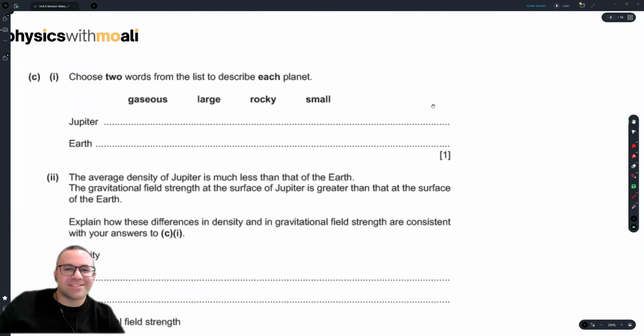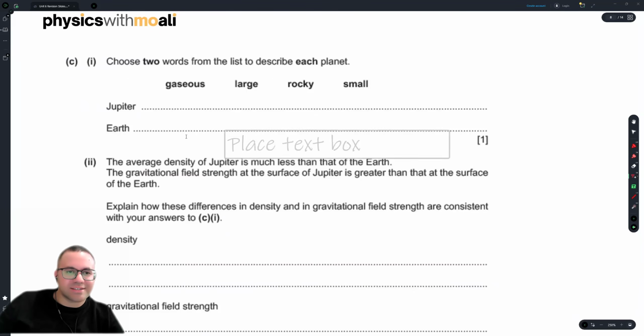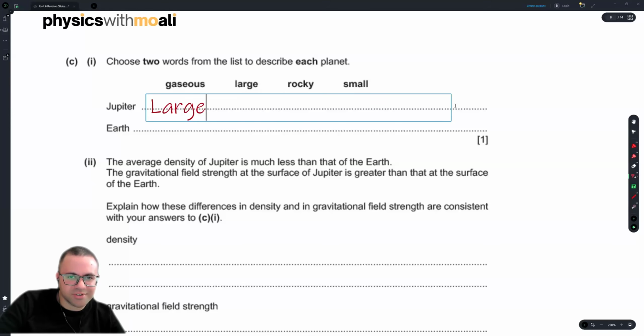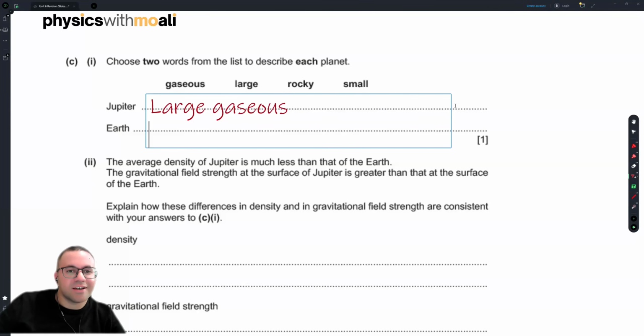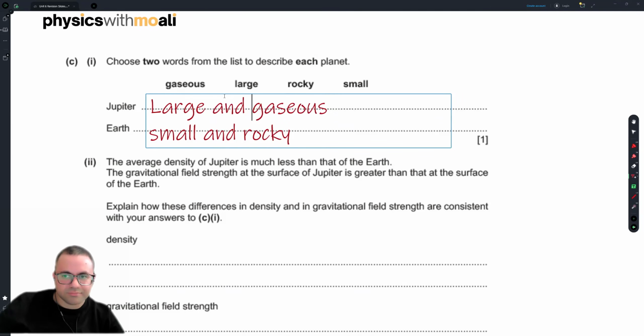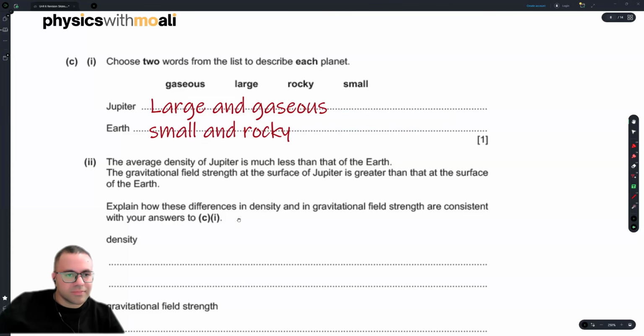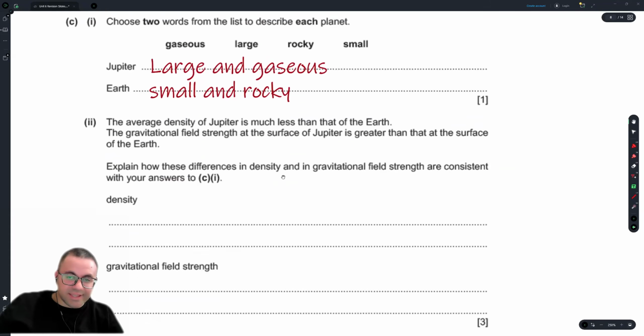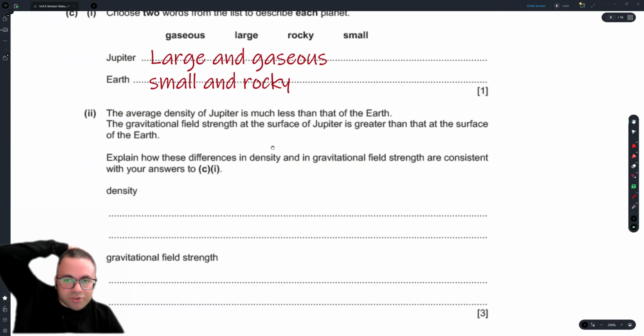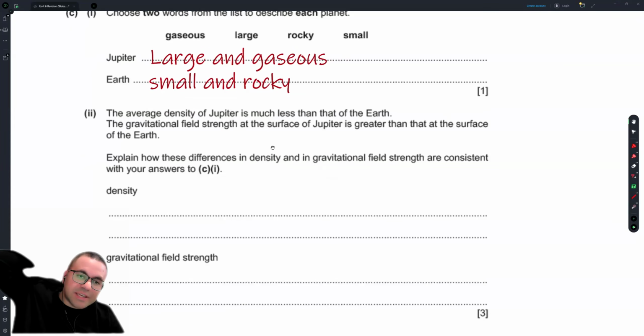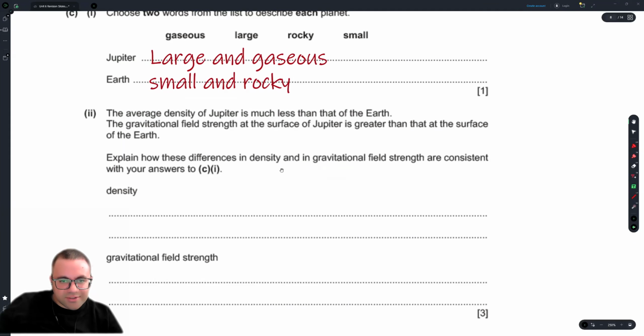Okay, choose two words from the list to describe each planet. Jupiter, large and gaseous, right? This question isn't over yet. Large and gaseous. And Earth, small and rocky. Okay. The average density of Jupiter is much less than that of Earth. The gravitational field strength at the surface of Jupiter is greater than the surface of the Earth. Explain how these differences in density and in gravitational field strength are consistent with your answers to C1. So how do these support the large and small, the gaseous and rocky?